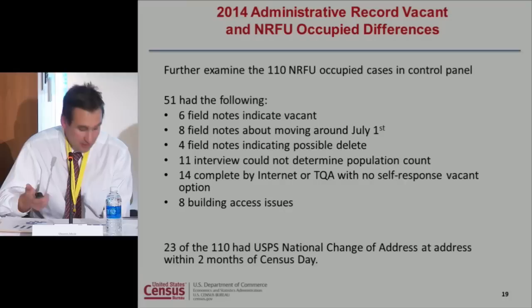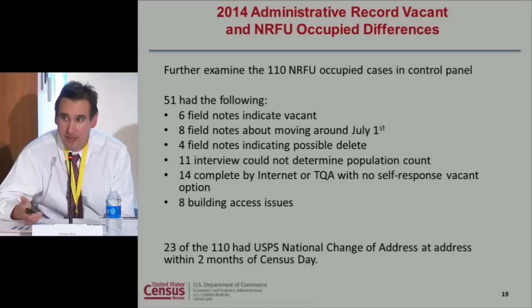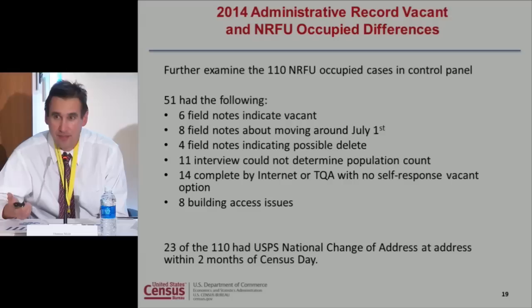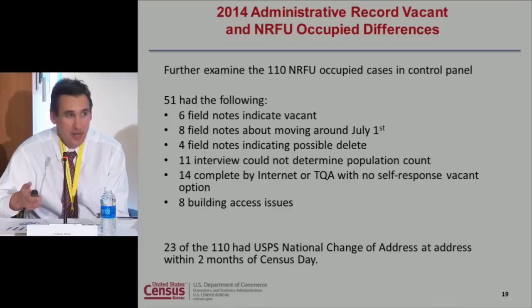In the last one, we also noted there were about eight of the addresses where there still were some building access issues. We also looked at the national change of address file. For these 110 units, there were 23 where, based on change of address, there was some filing for these particular units within 2 months of census day.